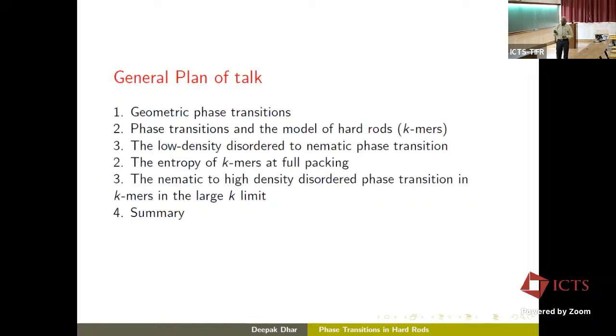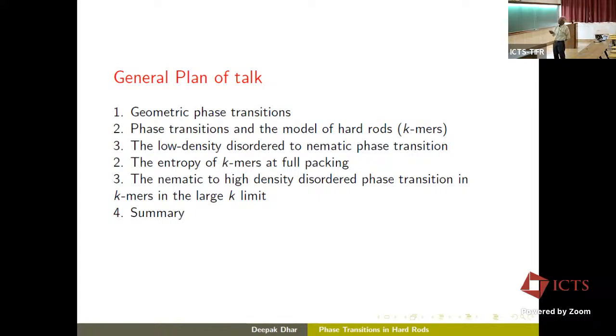This is the plan of the talk. I will start with a general discussion of what geometrical phase transitions are, and then I will get to phase transitions in a system of long needles. We call needles of length k k-mers, because dimers are length 2, and trimers, and so on. This model undergoes more than one phase transition.